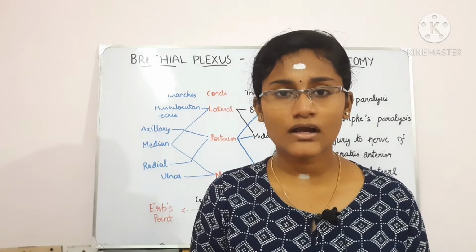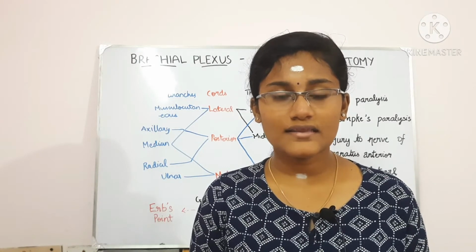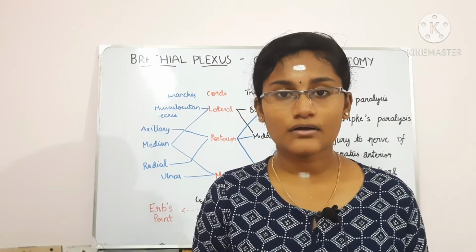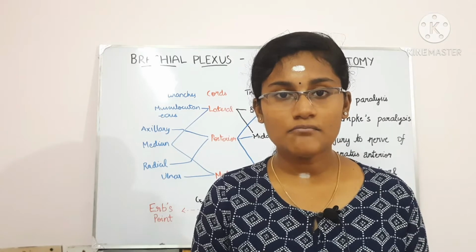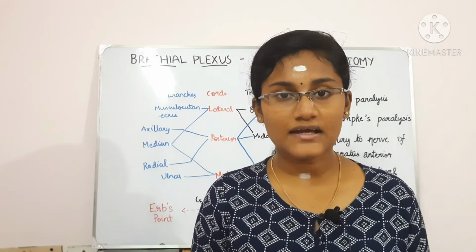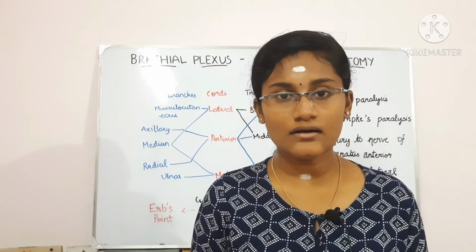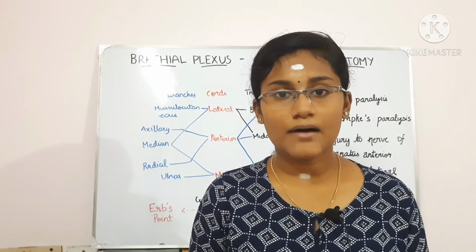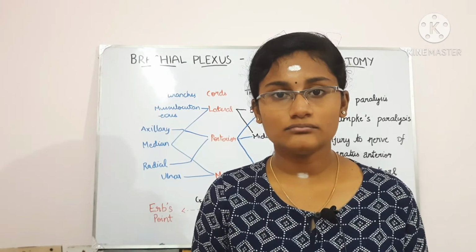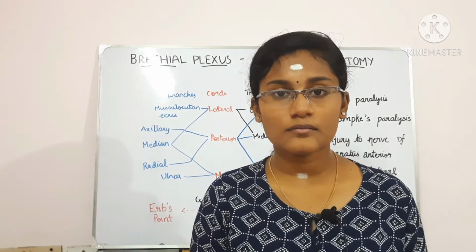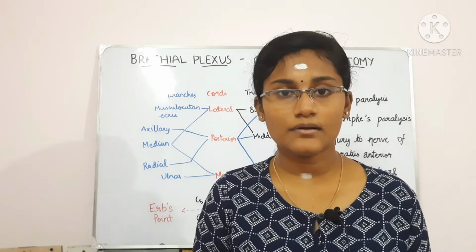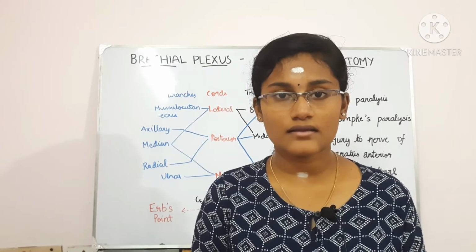Okay, and the disability that is caused by the Erb's paralysis is that you cannot abduct your arm, or you cannot laterally rotate your arm, and the forearm cannot be flexed and the forearm cannot be supinated. Also the biceps jerk and the supinator jerk are lost, and there is a loss of sensation over a small region in the lower part of the deltoid muscle. Okay, so these are the disabilities caused by the Erb's paralysis.